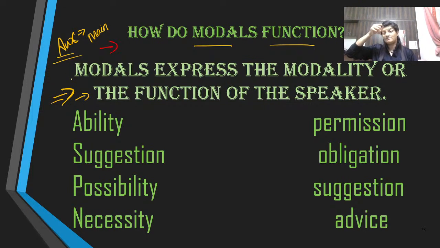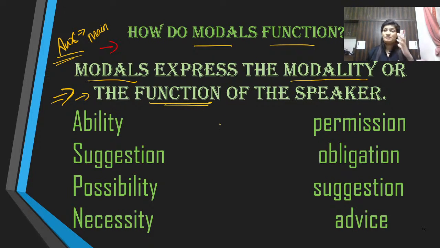Main verbs or auxiliary verbs? Exactly. These are auxiliary verbs. I've been telling you time and again that we have 4 types of auxiliary verbs: be verbs, have verbs, do verbs, and modal verbs. And these are the verbs that we are going to talk about today. And what is their function, or why are they called modals, or how do they function? Well, modals express the modality or the functionality of the speaker.